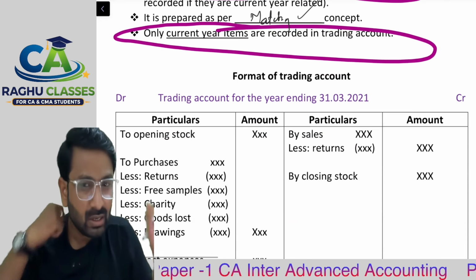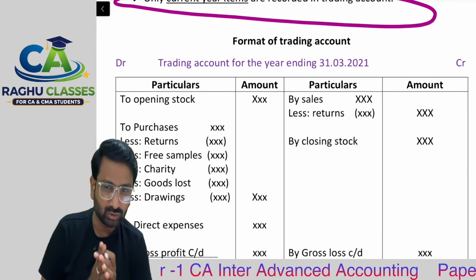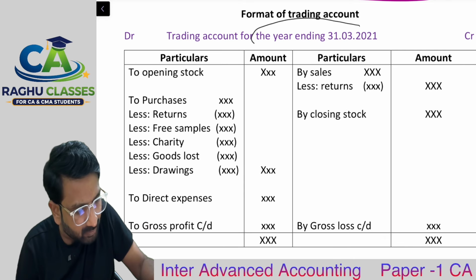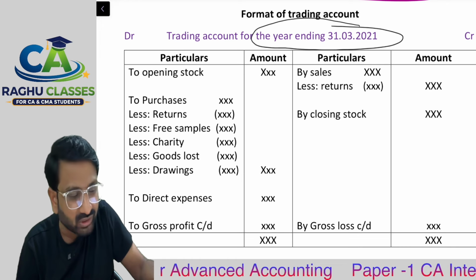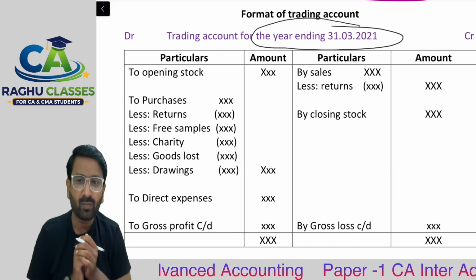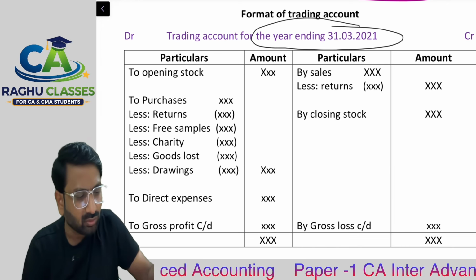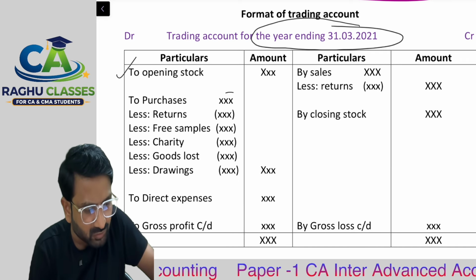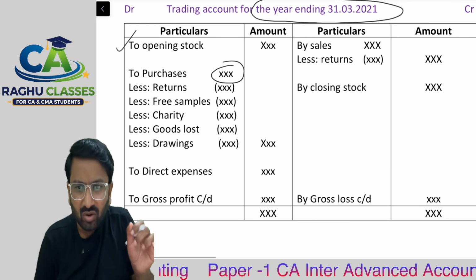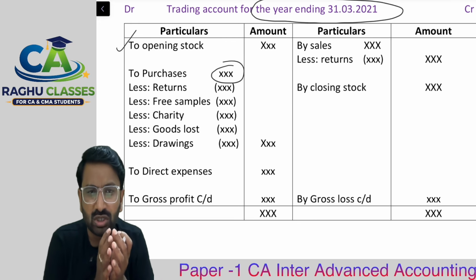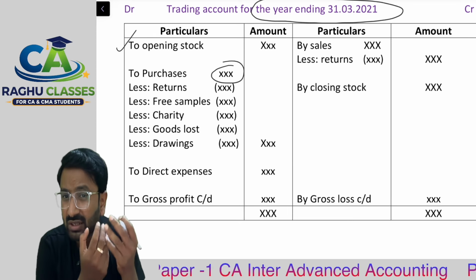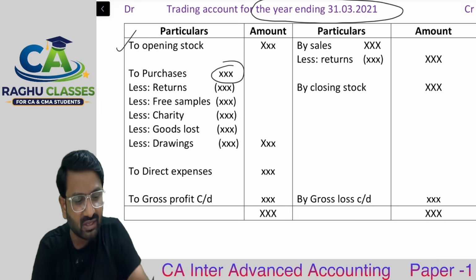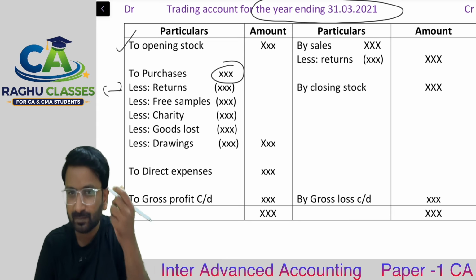Now, let us try to understand the format of the trading account. How do you prepare a trading account? As I just discussed, the trading account is prepared for the entire year, so the title should be 'for the year ending'. On the debit side of the trading account, we start with the opening stock of the business. Then we show gross purchases. From the gross purchases, if the goods are utilized for any purpose other than sales, I repeat, if the goods are utilized for any purpose other than sales, minus that from purchases.